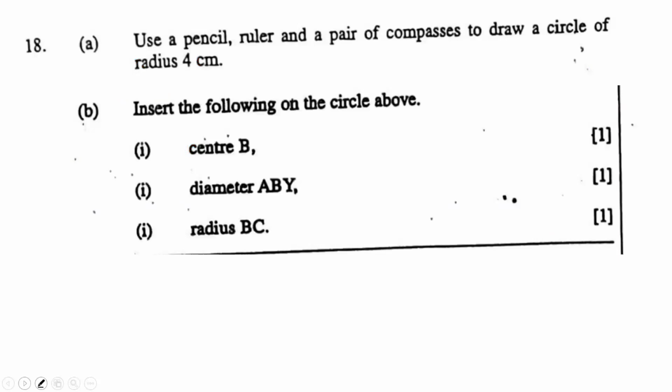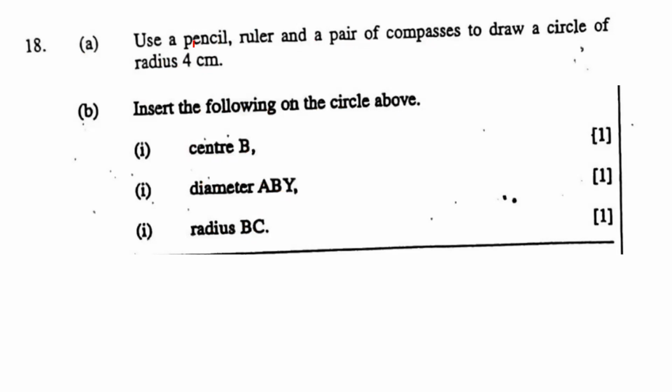Okay, let's move on to the next question. The next question says, use a pencil, ruler, and a pair of compasses to draw a circle of radius 4 centimeters. And then B says, insert the following on the circle above. We need the center B, we need the diameter ABY, and we need the radius BC.